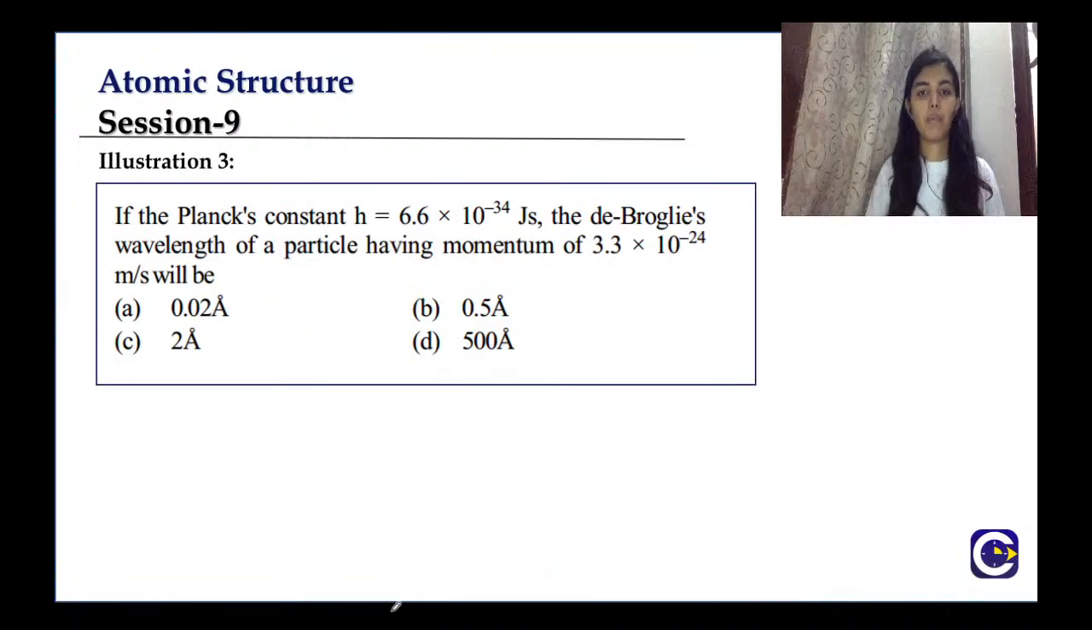Now here comes the question. If the Planck's constant is 6.6 into 10 raised to the power minus 34 joule second, and a particle has momentum of 3.3 into 10 raised to the power minus 24 meter per second, what will be the de Broglie wavelength? They are asking about the wavelength. What is the de Broglie wavelength? Apply the formula and let me know the answer.